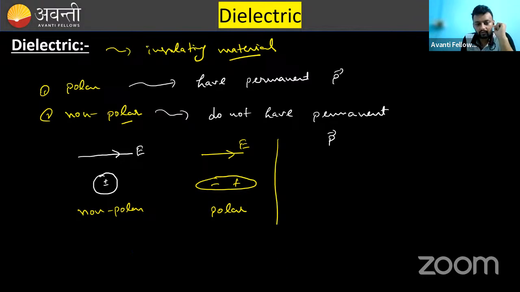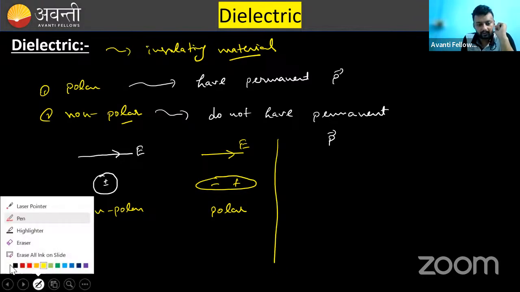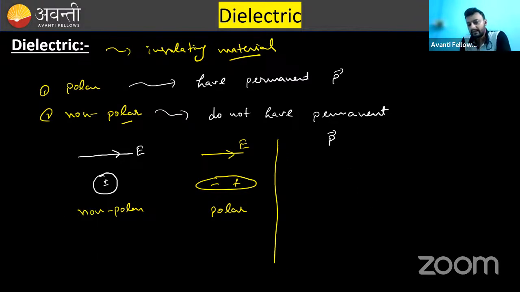Next thing, what if I have placed a polar molecule, negative, positive, in the external field E? Can you see that this is a dipole? Negative and positive, can you see this is a dipole? And dipole has a dipole moment in the direction of negative to positive. So this is the dipole moment.